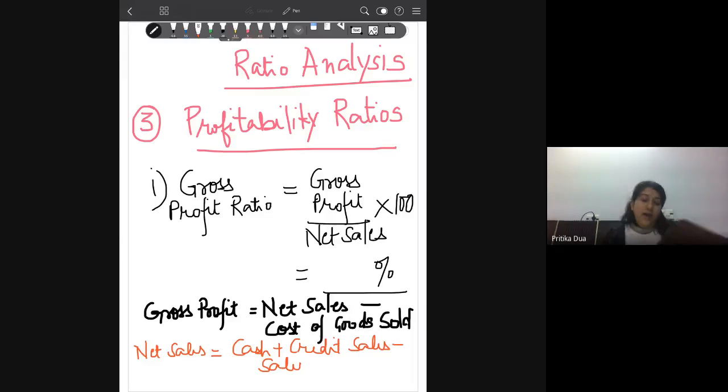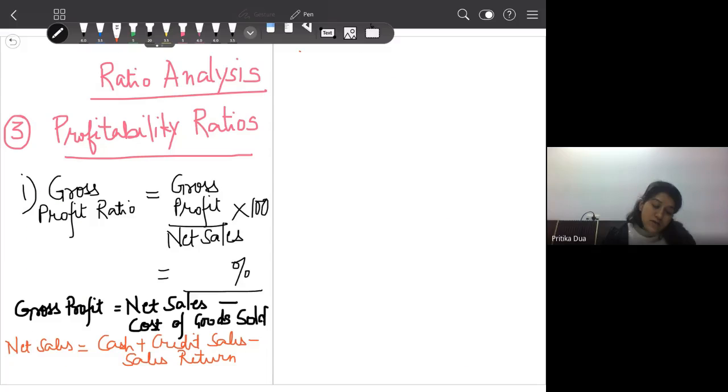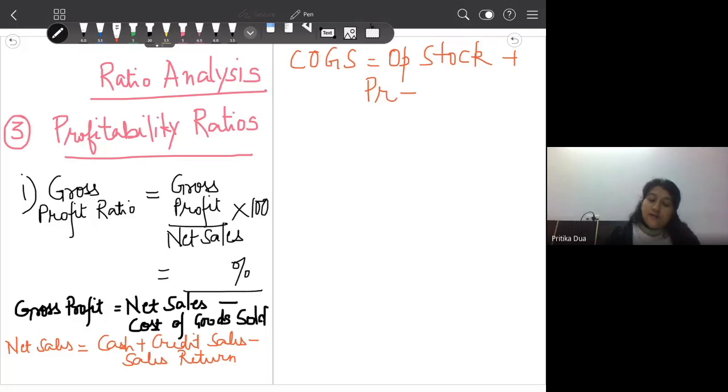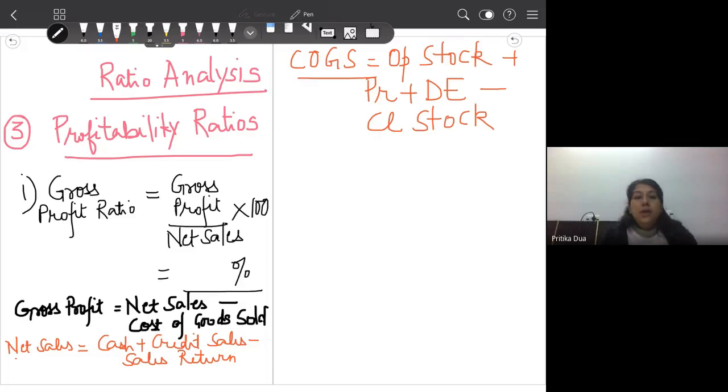Coming to the next term used, which is cost of goods sold. It is opening stock plus purchases plus direct expenses minus the closing stock, and you get the cost of goods sold. First, all the terms we are using in the ratio should be clear to you. So this is how we calculate the gross profit.